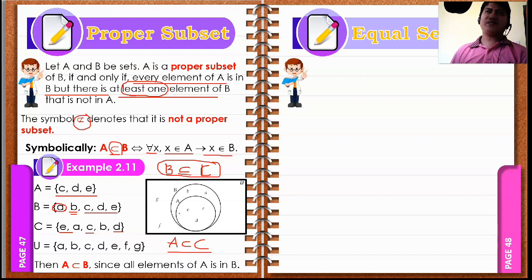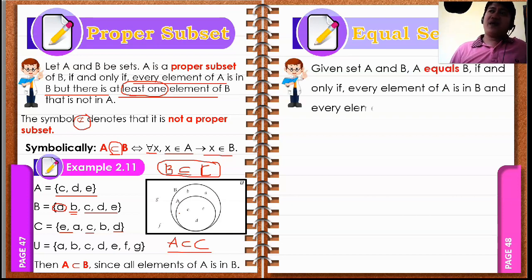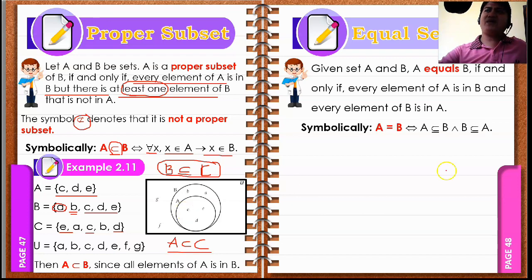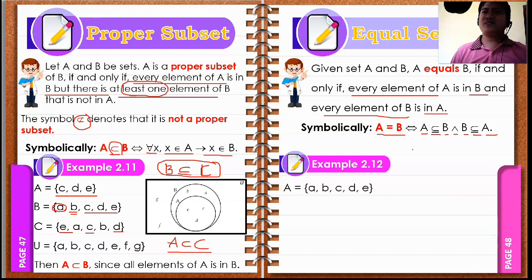So what do we mean by equal sets? Given sets A and B, A equals B if and only if every element of A is in B and every element of B is in A. In other words, two sets are equal if and only if A is a subset of B and B is a subset of A. So you have to show both that A is a subset of B and B is a subset of A. Then you can conclude that A is equal to B. That is very important. In other words, two sets are equal. Dapat same po talaga yung elements nila. So let's have this example.